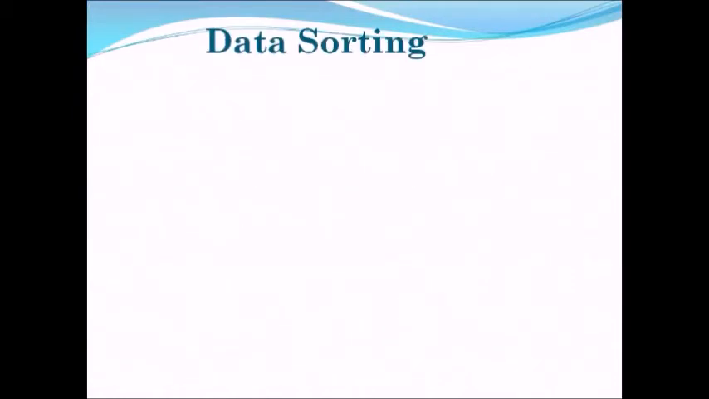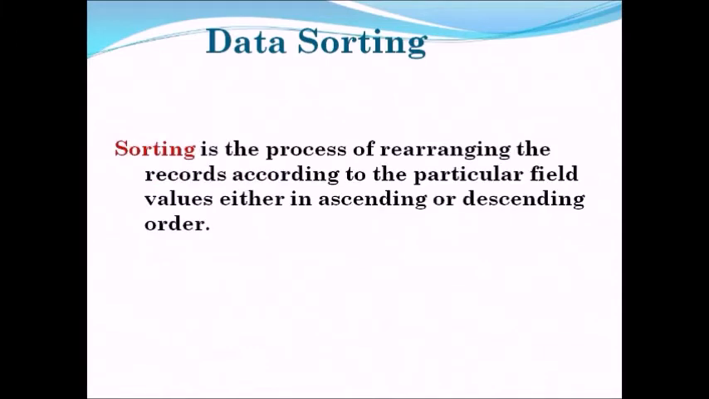So the first is data sorting. What is meant by sorting? Sorting is the process of rearranging the records according to a particular field's values, either in ascending or descending order. Let's practically demonstrate it.